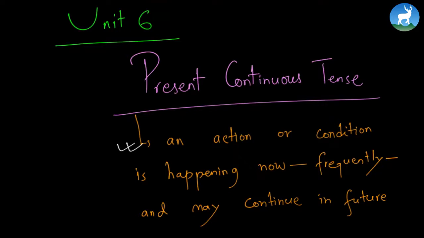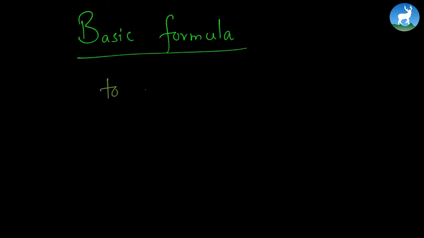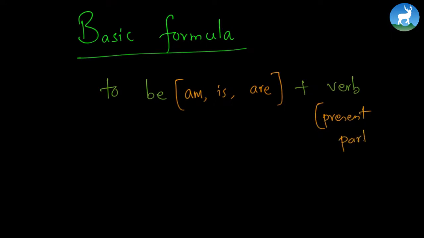Let me give you some examples, but before that we must understand the basic formula for present continuous tense. And the basic formula is this. The to be verb, which is am, is, and are, is to be followed by a verb. And the verb is generally a present participle. So this is the basic formula to create present continuous tenses.